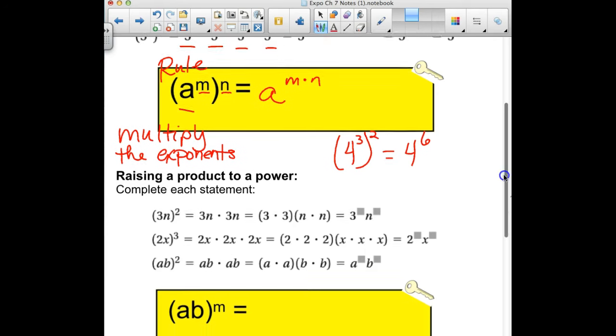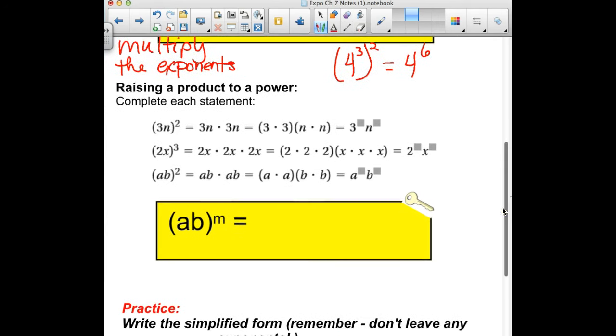All right, and then the second property that we're going to look at is what happens when we raise a product to a power. This time we have several things inside parentheses all being raised to a power, and inside those parentheses is multiplication. That's what we mean by a product. All right, product is you are multiplying. If we have 3 times n, the whole thing squared, that means we have 3n times itself. Now we can separate that. It's all multiplication. It's 3 times n times 3 times n.